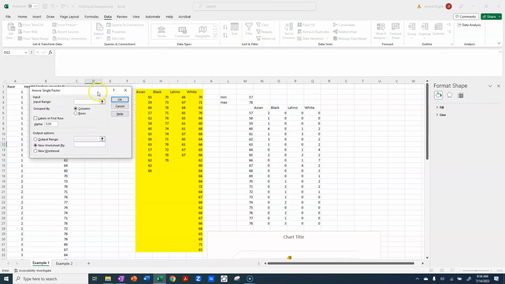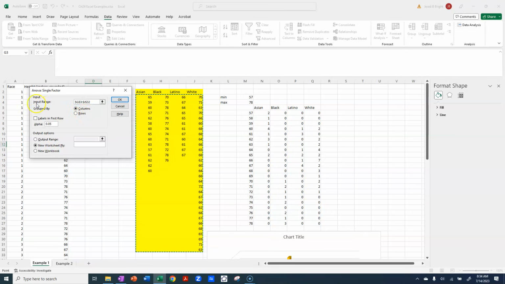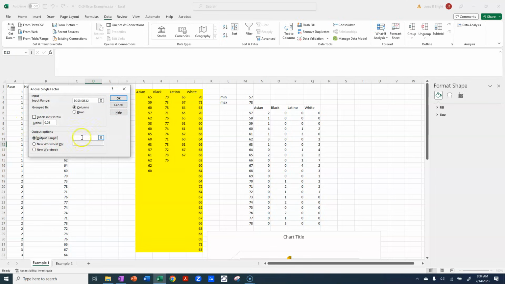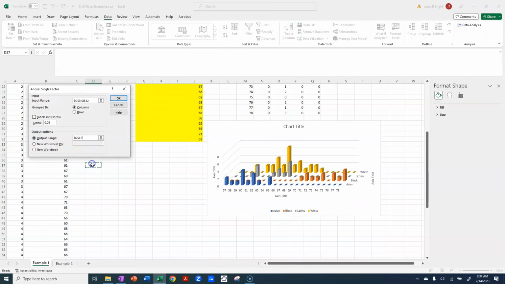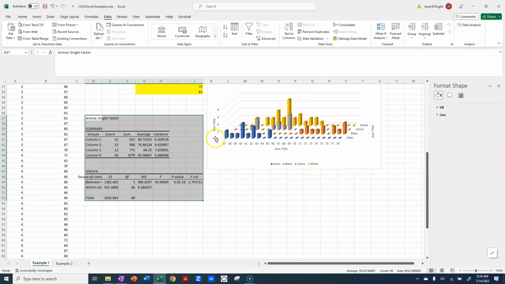Stick to single factor. Now it says input range. Highlight all of the data sorted by columns. It says group by columns, so it knows how to read the data. Then we need to select our output range. Select a random place in your worksheet, click OK, and you get a big table. The first table is actually kind of helpful because it tells you how many are in each sample, the sum of those, and then the average and the variance.